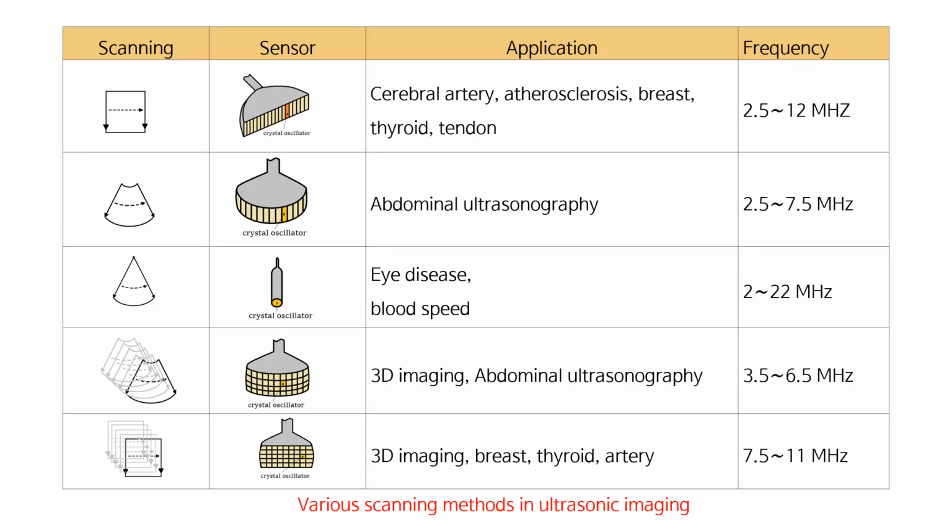This table shows the various scanning types. If you use this kind of sensor, each one has a transducer. So we have several transducers. Then we can scan in this direction, and then we can observe a wide range by using this kind of sensor.